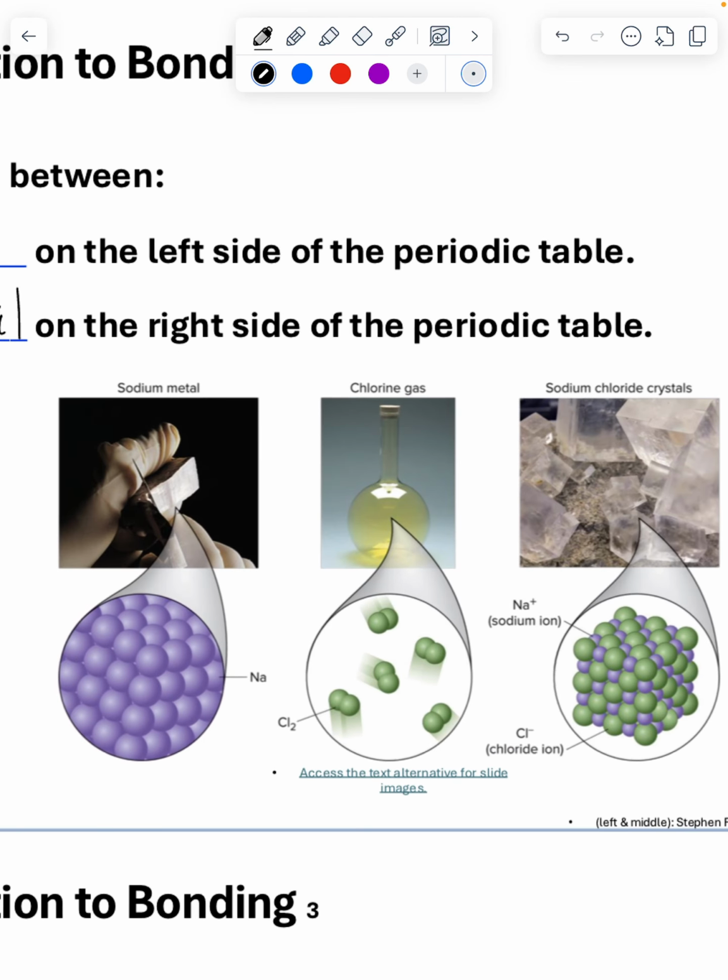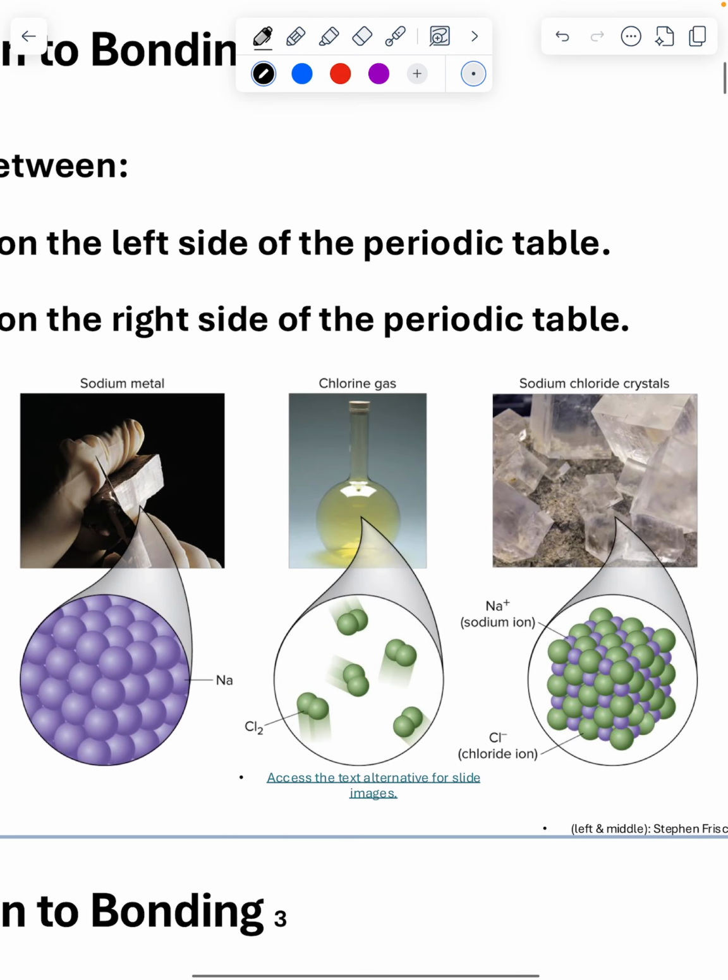So here in the pictures we see that we have sodium metal. Sodium is element number 11 on the periodic table. And we also have chlorine gas, which we find all the way over to the right-hand side in group 17, the halogens. Chlorine gas is element number 17. When we combine these two through a chemical reaction, we get something called sodium chloride. And sodium chloride is simply table salt, the same salt that you would have in your kitchen.